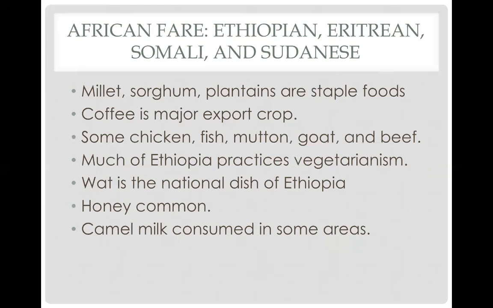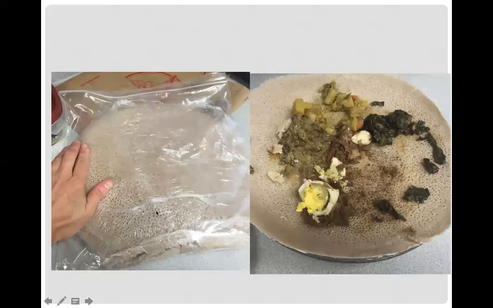Many people from Ethiopia practice vegetarianism, and wat is the national dish of Ethiopia. So this is not a misspelling. It is supposed to be spelled this way. And this is a thick, spicy stew that includes meats and legumes. Honey is common, and camel milk is also common. This is a picture of some Ethiopian food.